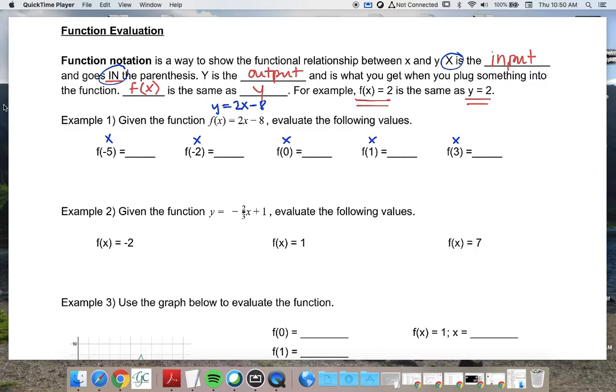And so we're going to take each of those numbers and plug them into the equation for x, and we're going to get out a y value, which is what our line here represents. That's our y value as our answer. So let's start with our first one.